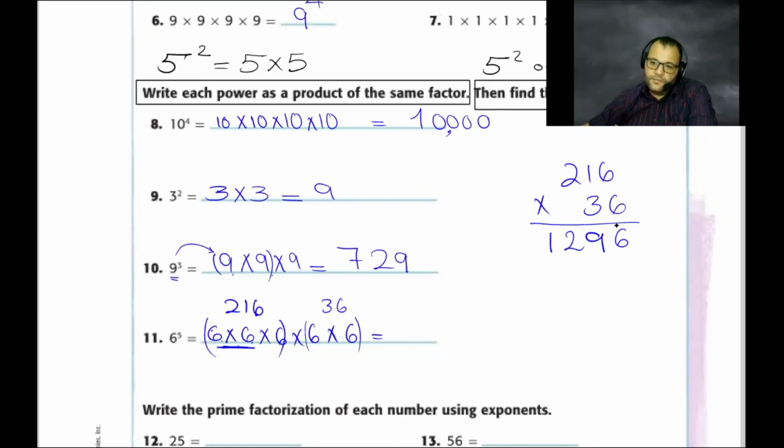12 and then 3 multiplied by 2. 3 multiplied by 2 equals 6. Where do I have to write 6? Here? No, we will do 6 plus 1 equals 7. No.